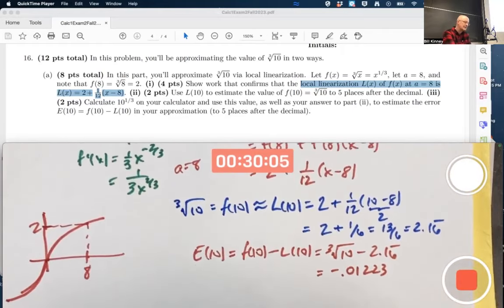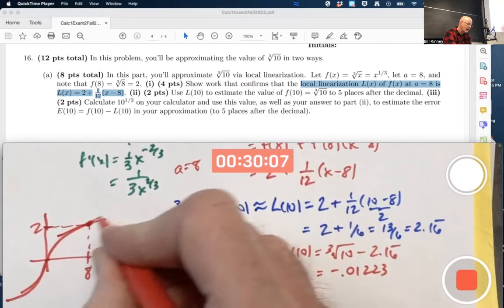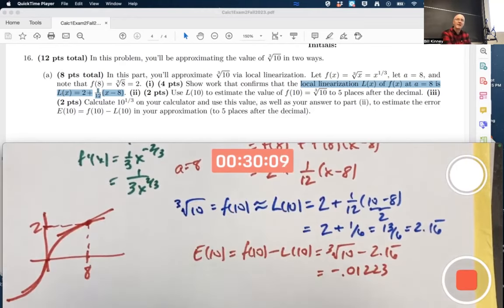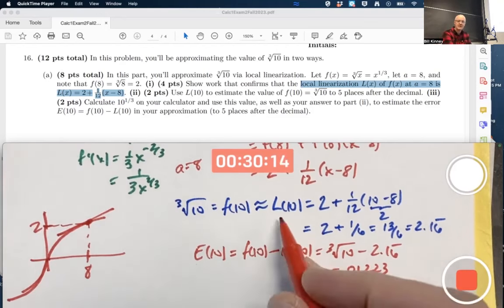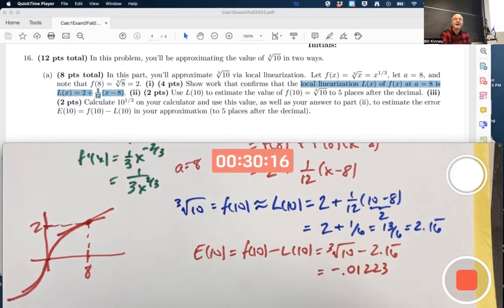In using the linear approximation, we're using the tangent line at this point. Because the graph is concave down, the tangent line is above the graph. So L of 10 is going to be bigger than f of 10, and this difference is going to be negative. The error is negative when your approximation is too big. It sounds a little strange, but that's the way it goes.